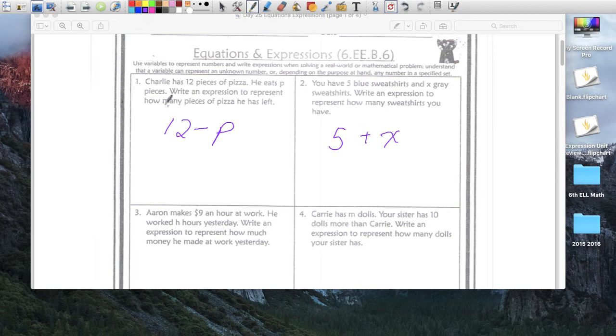Aaron makes $9 an hour. He worked 8 hours yesterday. Write an expression to represent how much money he made. Well, to find out how much money he made, you would take the $9 and multiply it by the hours that he worked. And that would give you your total.